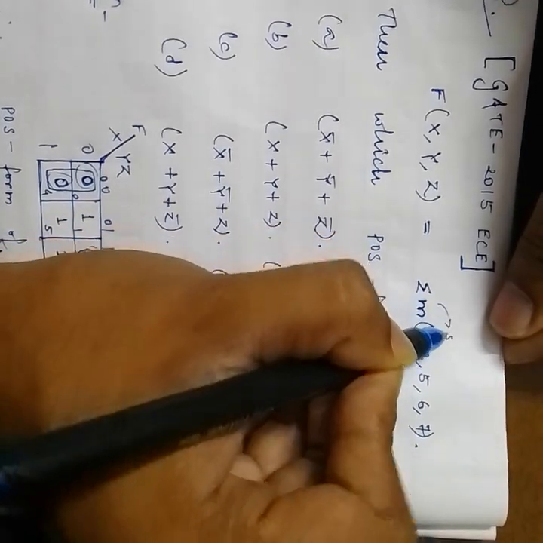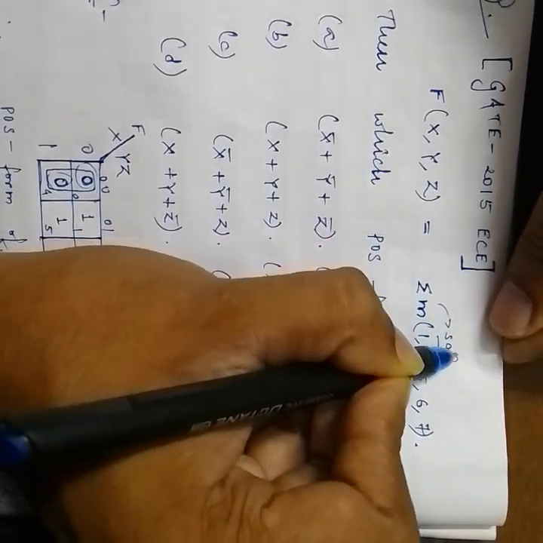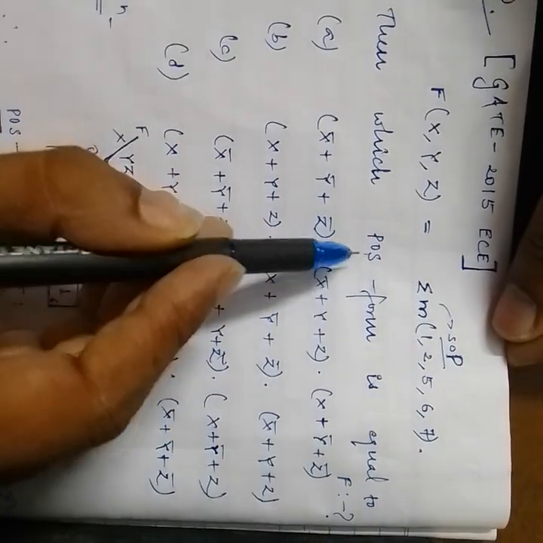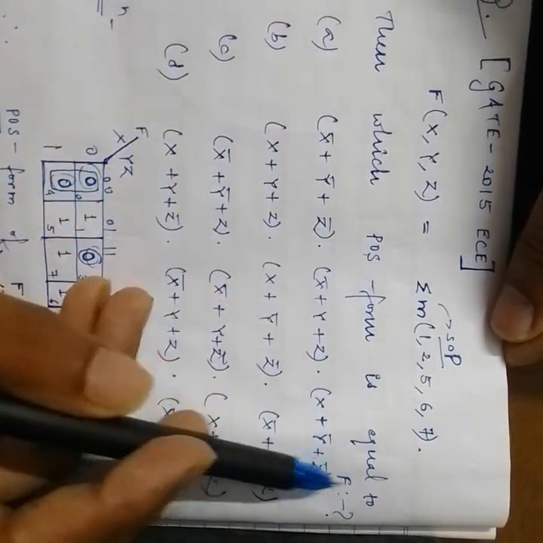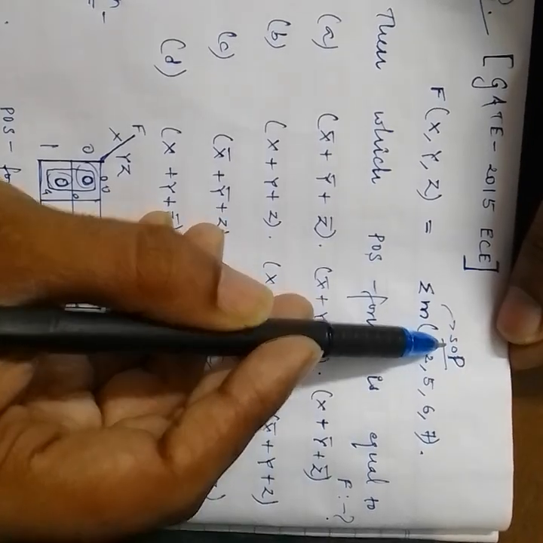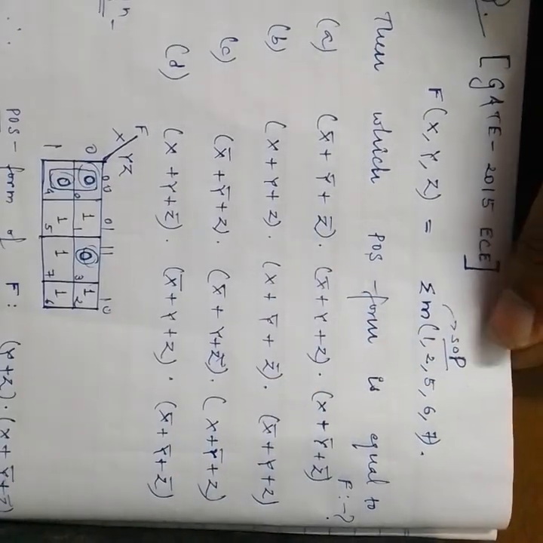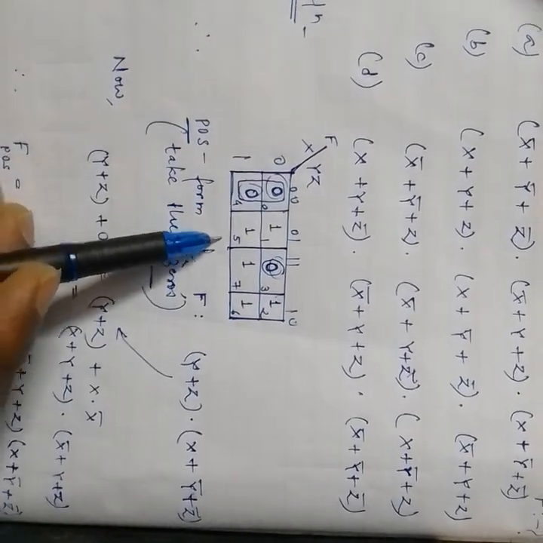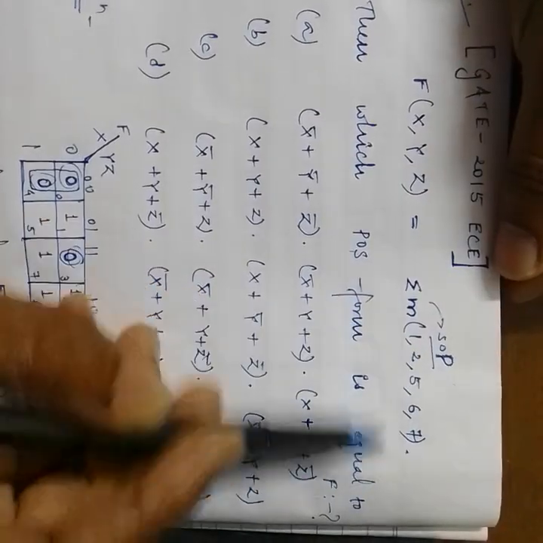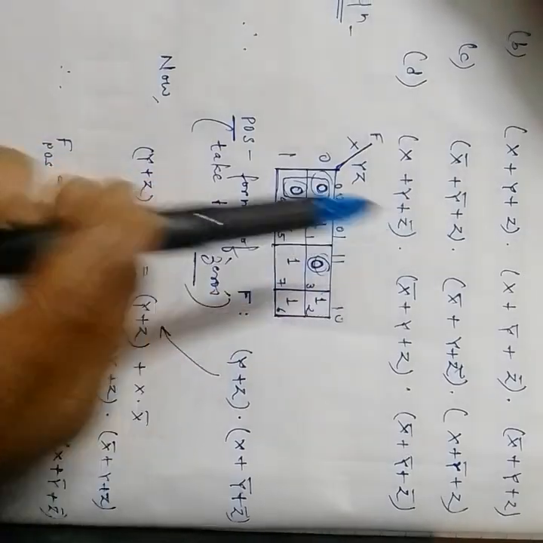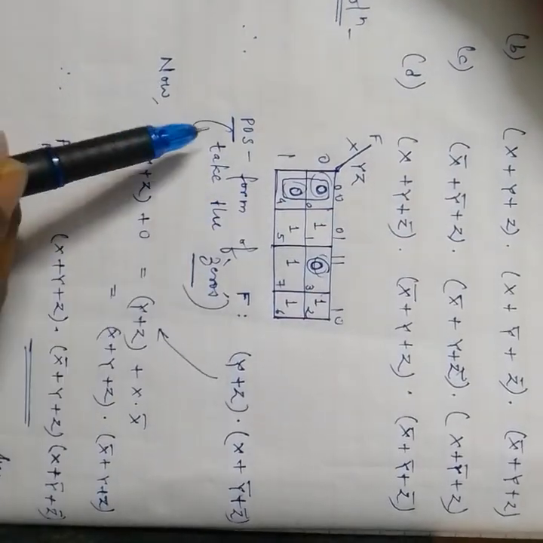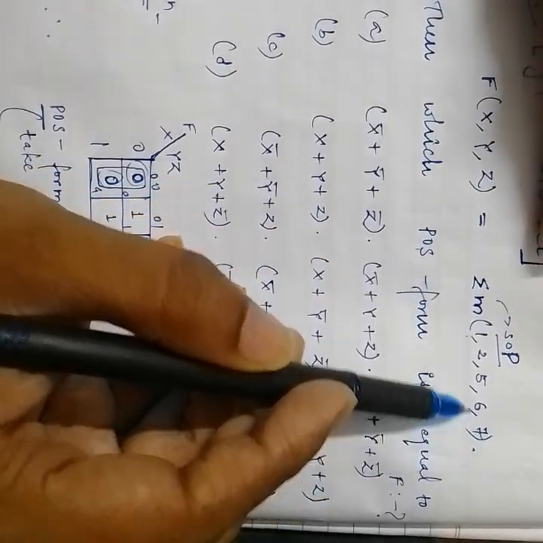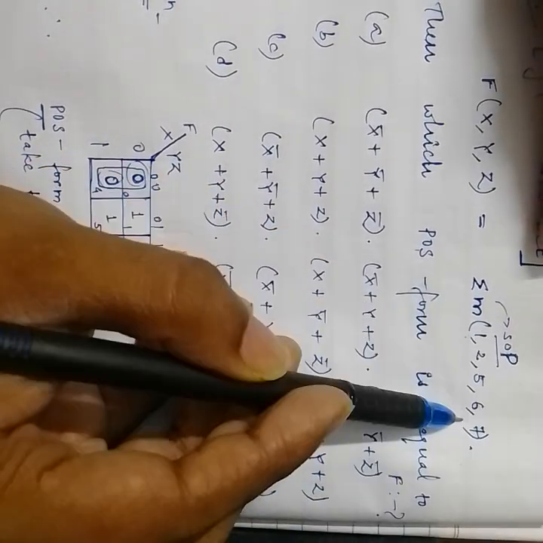We can write the SOP form directly from the minterms, but we cannot write the POS form directly. We are asked which POS form is equivalent to F. So first we need to identify the cells corresponding to the values given in the question. Even if you don't draw the truth table, you can directly plot the values 1, 2, 5, 6, 7. You can directly put 1 on these numbers.